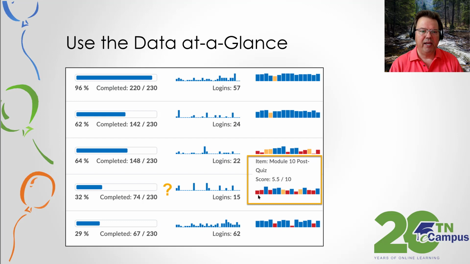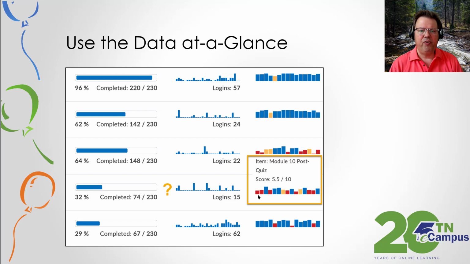And there are the 15 logins, which show substantially less activity and substantially lower grades. So anytime you can draw a quick connection, you might be able to flag somebody who needs some help, or needs some motivation, or just some other resource. That's what you can do with this data at a glance.